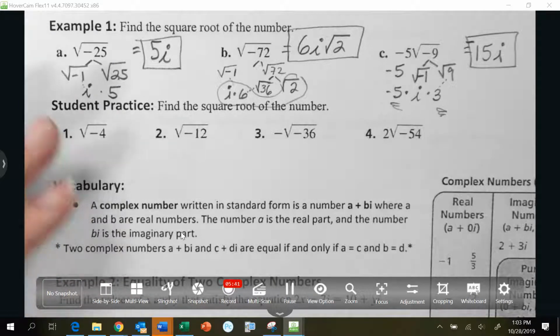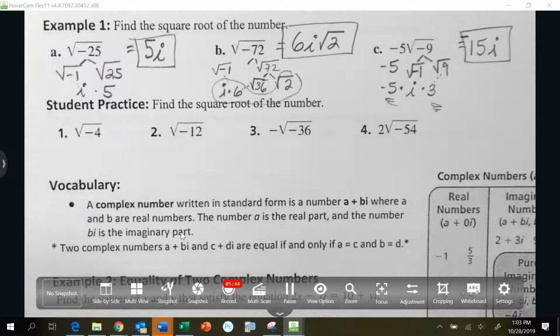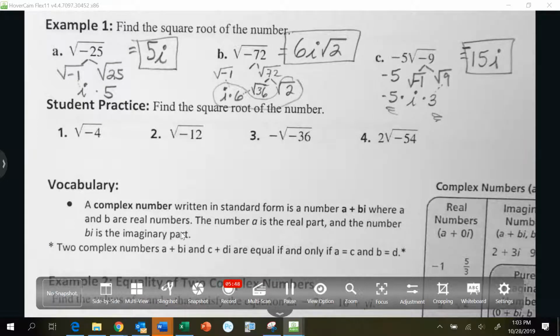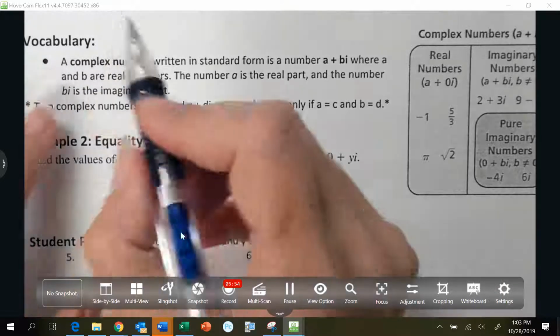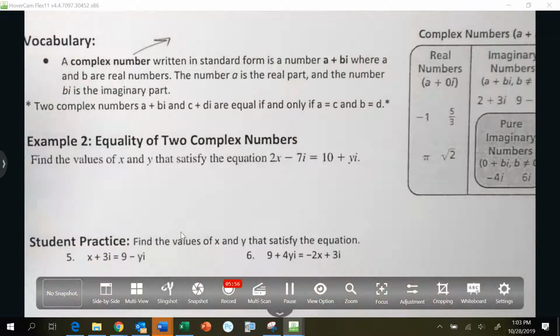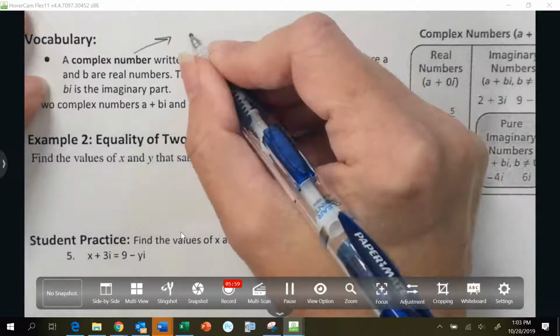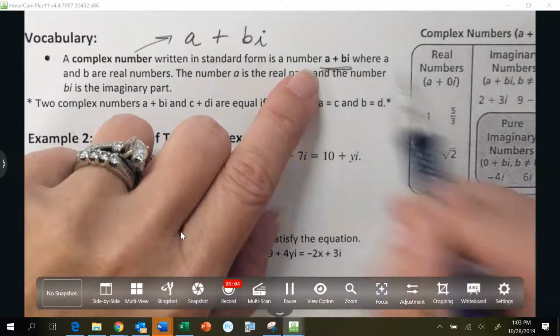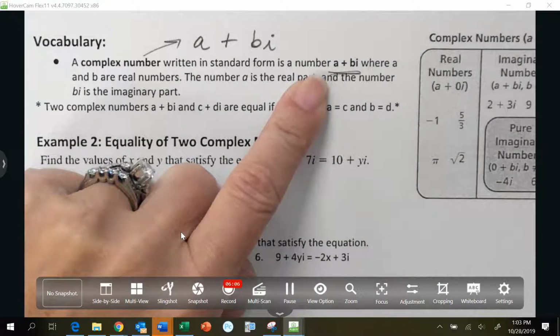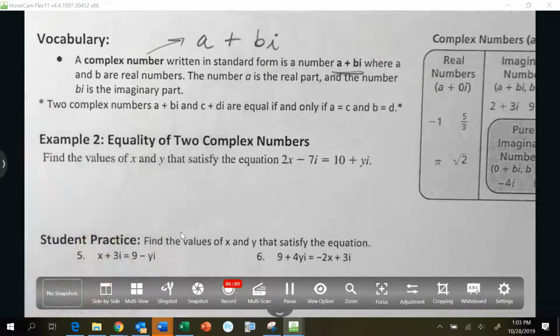Okay, and then there's some more student practices, but I want to make sure we get something of everything done today so I can get through all these notes, and then you'll have all of tomorrow to work on your assignment. A little bit of vocabulary is complex number. A complex number is written in standard form as a plus bi. It says it right here. This is any number you could ever come up with in life. This is the biggest set of numbers that we have.